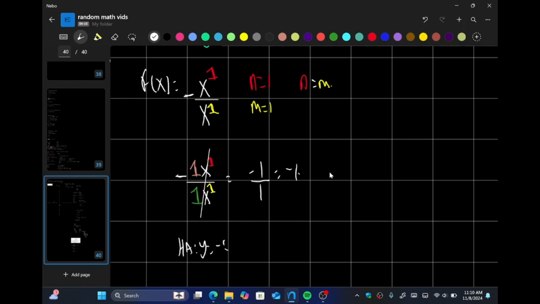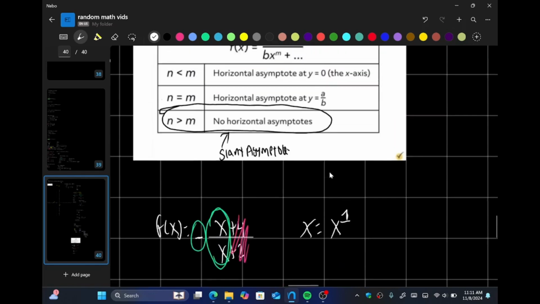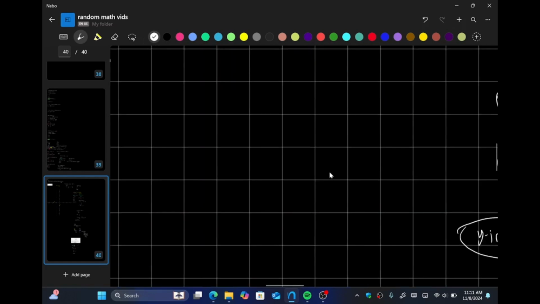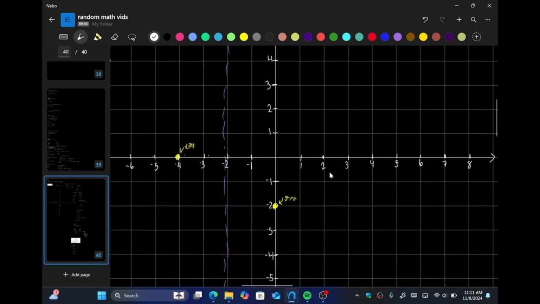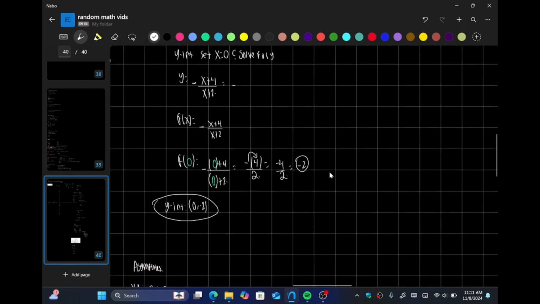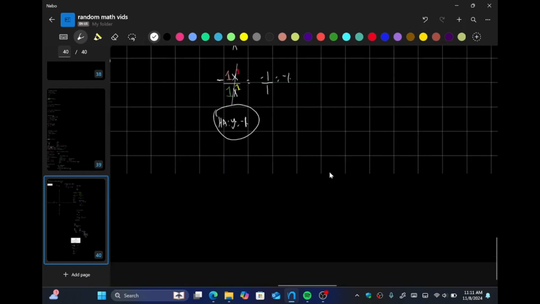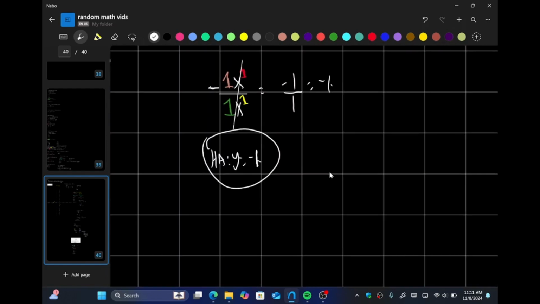Give me 1 second, guys. Alright, guys, sorry about that. So we know that the horizontal asymptote is y equals negative 1. Now we're going to label that in here. So let's do the horizontal asymptote again.